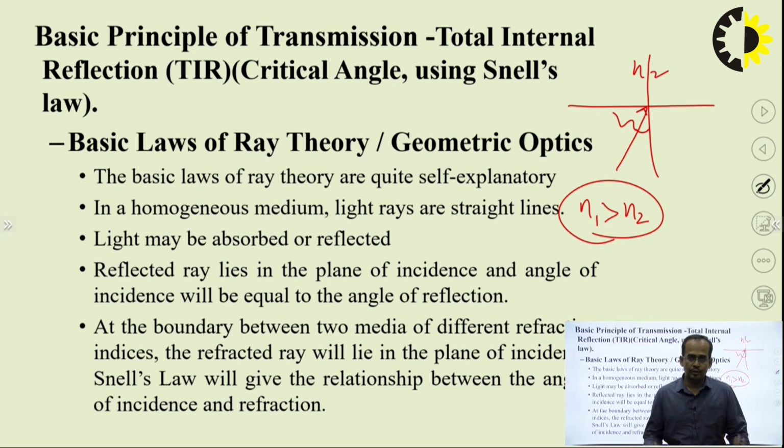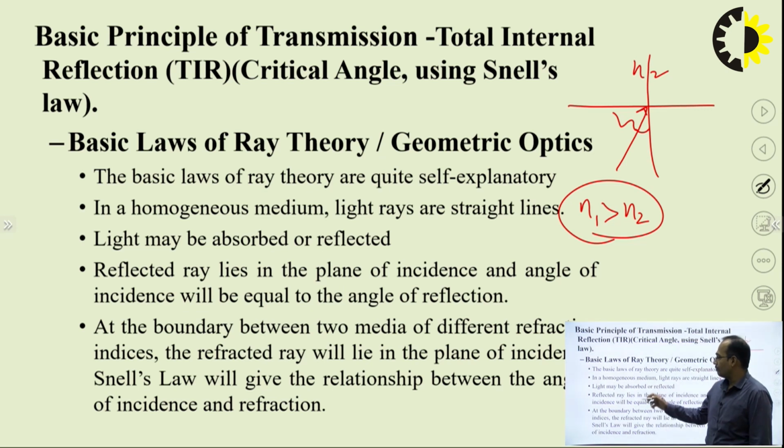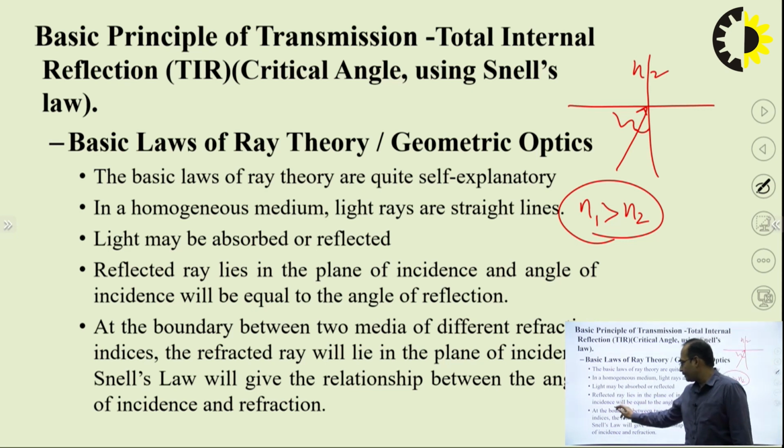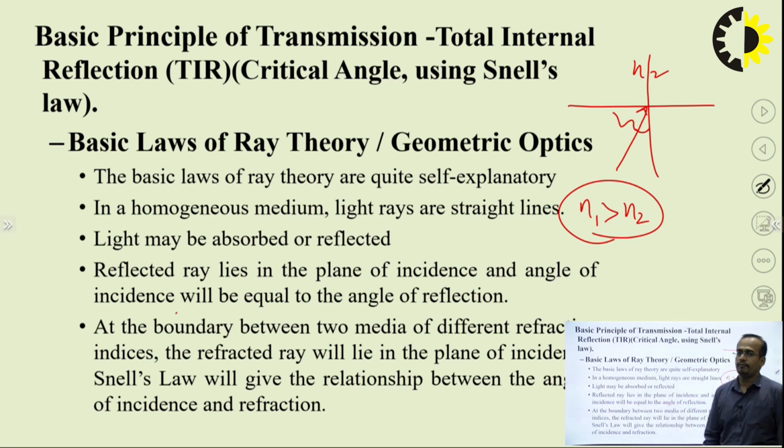Suppose, opposite to this, the refractive index of medium 1 is less than the refractive index of medium 2. It means the light is moving from rarer medium to denser medium, and it will move towards the normal. Now, for reflected rays, what are the basic laws? The reflected ray lies in the plane of incidence, and the angle of incidence is equal to the angle of reflection.